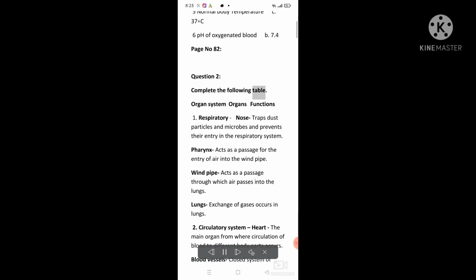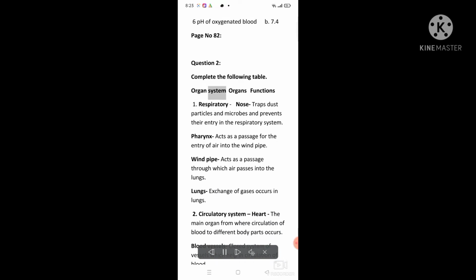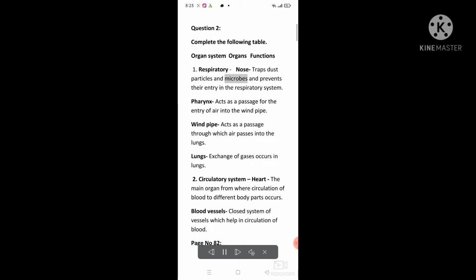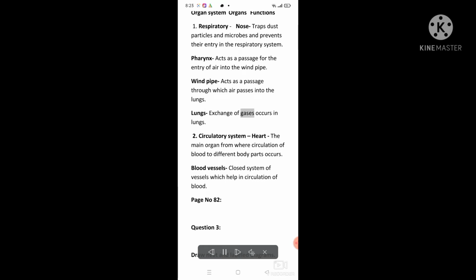Complete the following table. Organ system, organs, functions. 1. Respiratory. Nose: traps dust particles and microbes and prevents their entry in the respiratory system. Pharynx: acts as a passage for the entry of air into the windpipe. Windpipe: acts as a passage through which air passes into the lungs. Lungs: exchange of gases occurs in lungs.